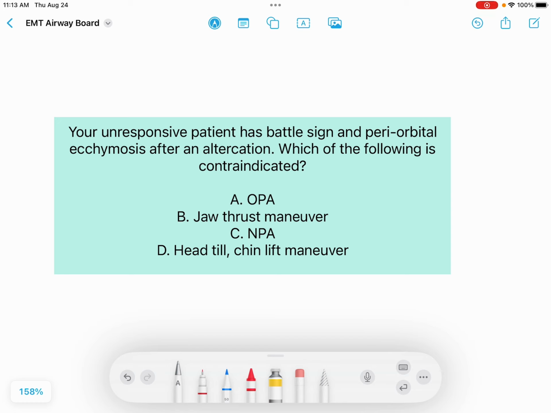Your unresponsive patient has Battle sign and periorbital ecchymosis after an altercation. Which of the following is contraindicated? A, an OPA, B, jaw thrust maneuver, C, NPA, or D, head tilt chin lift maneuver. So take a moment to think about an answer.